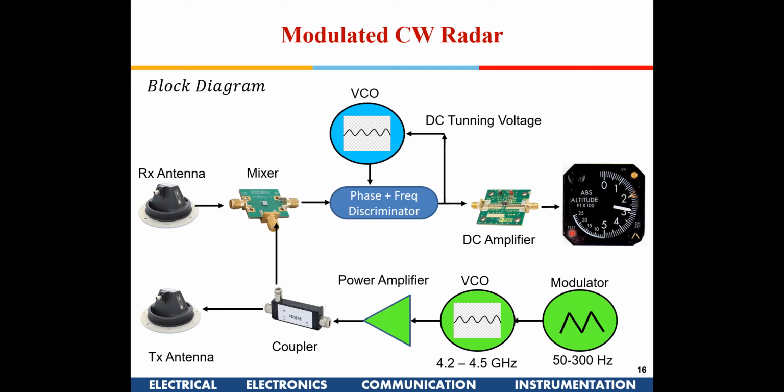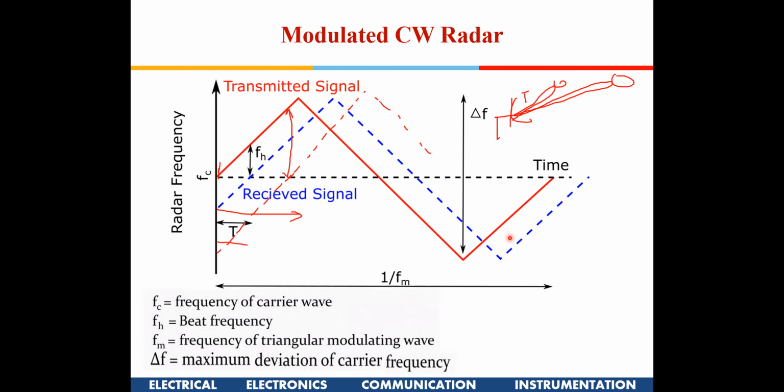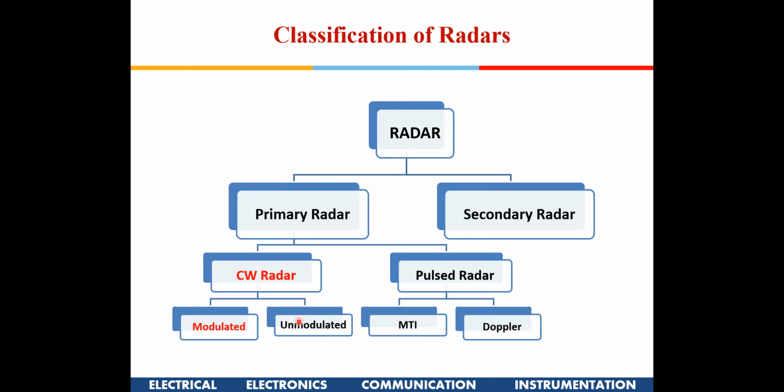With this we come to an end of this particular lecture, and in the next class we are going to talk about unmodulated CW radar, and subsequently we will talk about MTI and Doppler radar.